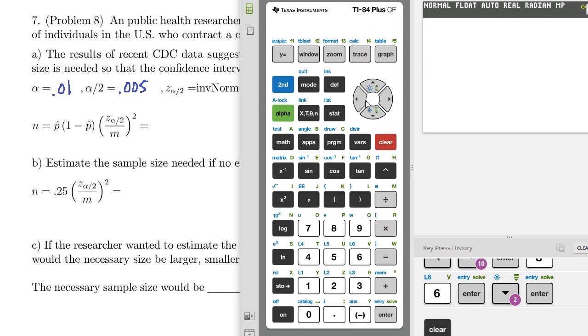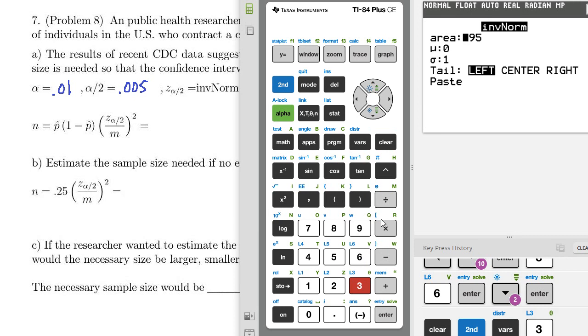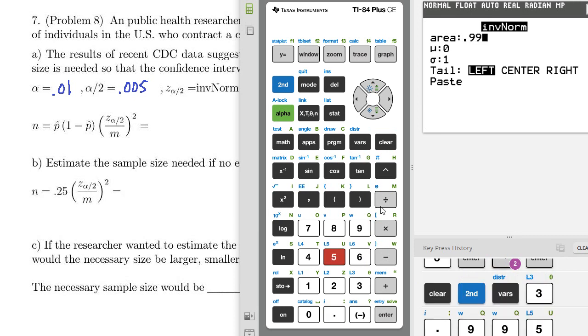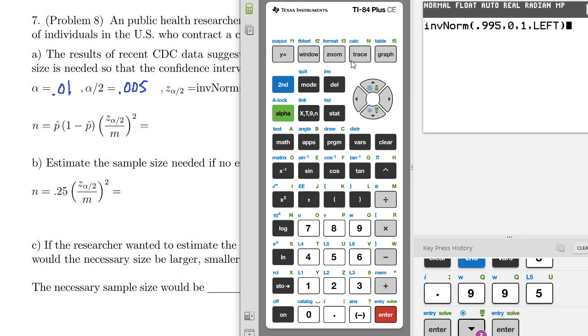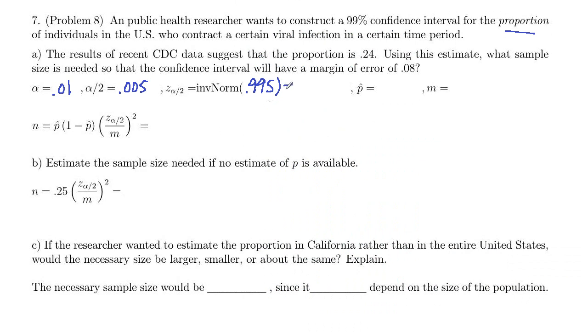So go ahead and compute inverse norm of 0.995. And that is 2.576. The p hat that they give us, data suggests the proportion's 0.24. So they're telling us p hat is 0.24. Margin of error we're given 0.08.